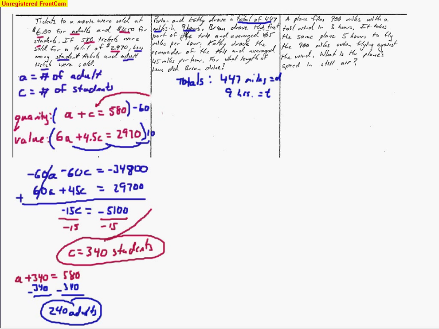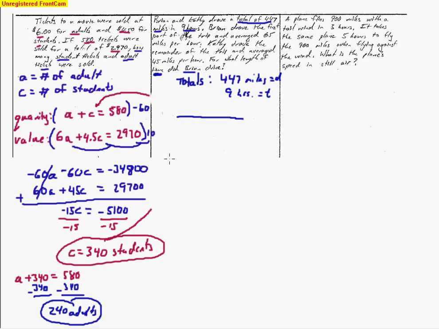Brian drove the first part of the trip and averaged 65 miles an hour. Kathy drove the remainder of the trip and averaged 45 miles an hour. So they're giving us rates, and what are they asking for? For what length of time did Brian drive? We want to know Brian's time. Okay, so let's go ahead and draw a little picture about what's going on here. Since we want to know Brian's time, let's go with Brian being the variables.